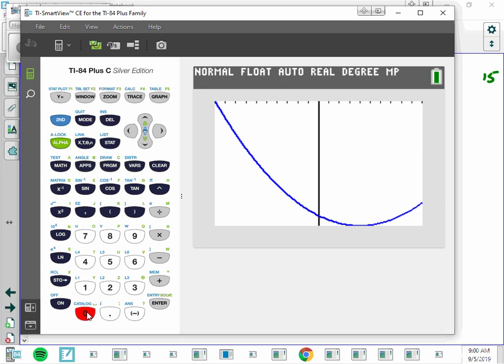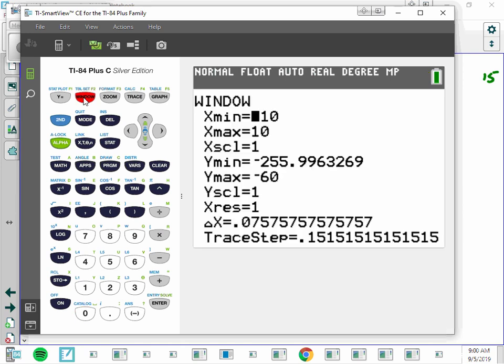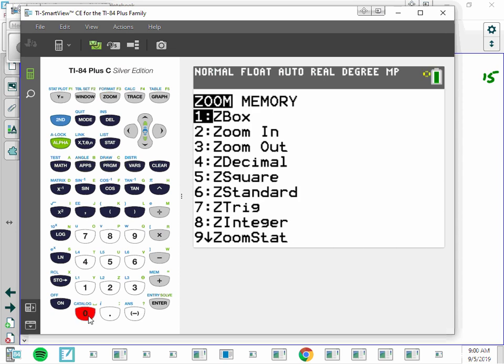So I need to move my x-axis out. Okay, 10 is not enough. Negative 10 is not enough. And do I need to move it out further on the left or further on the right? Definitely on the right. So I'm going to go into window. Maybe I'll go from negative 15 to, say, 20. And then zoom 0.